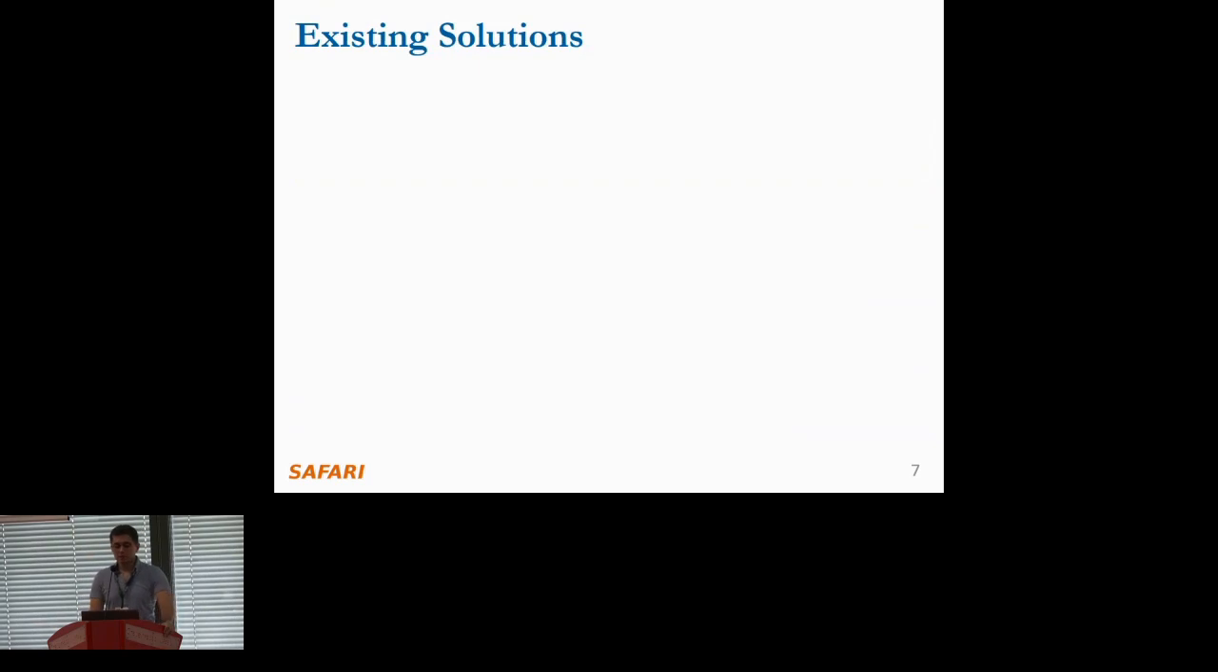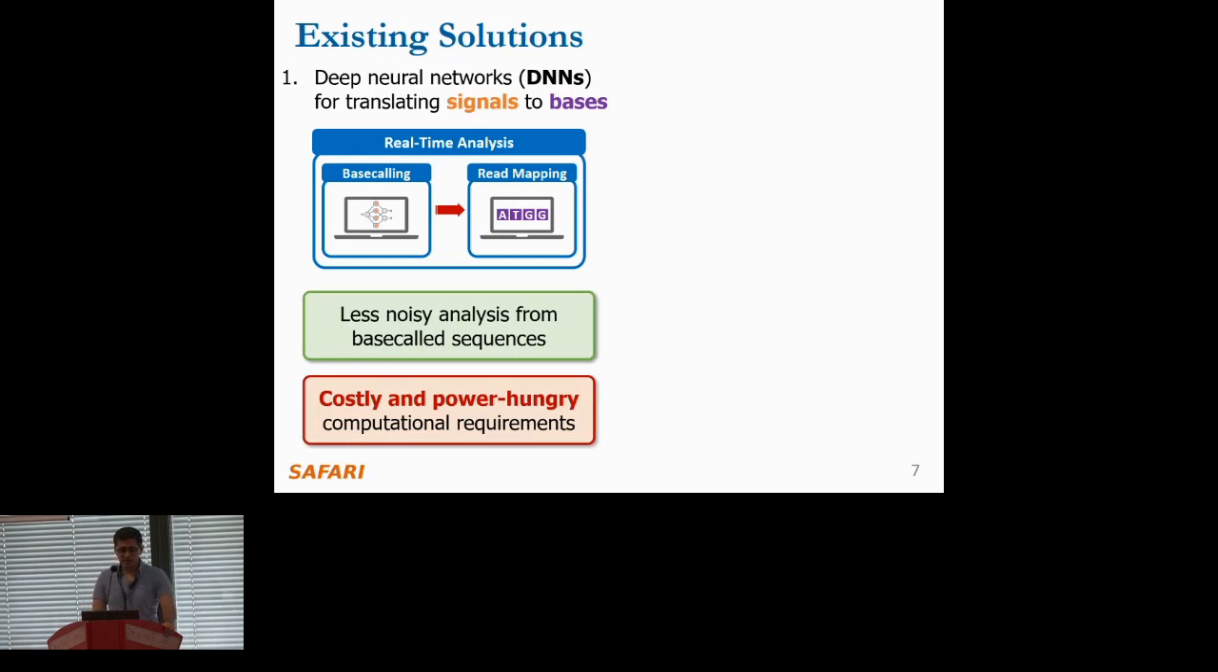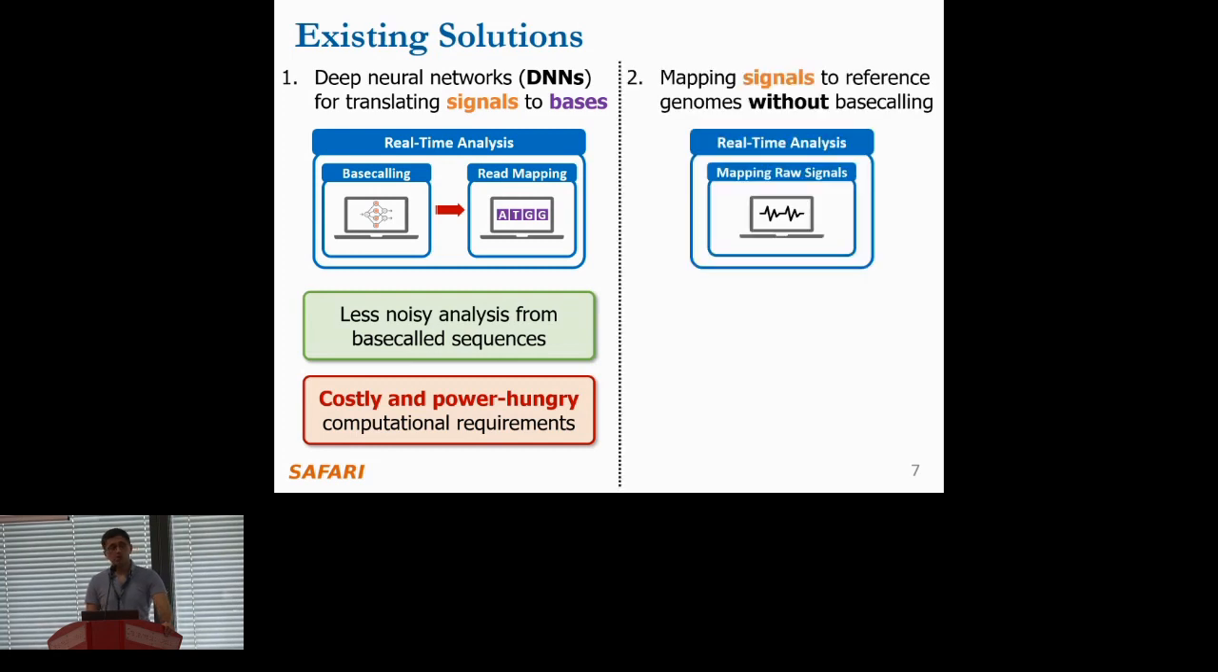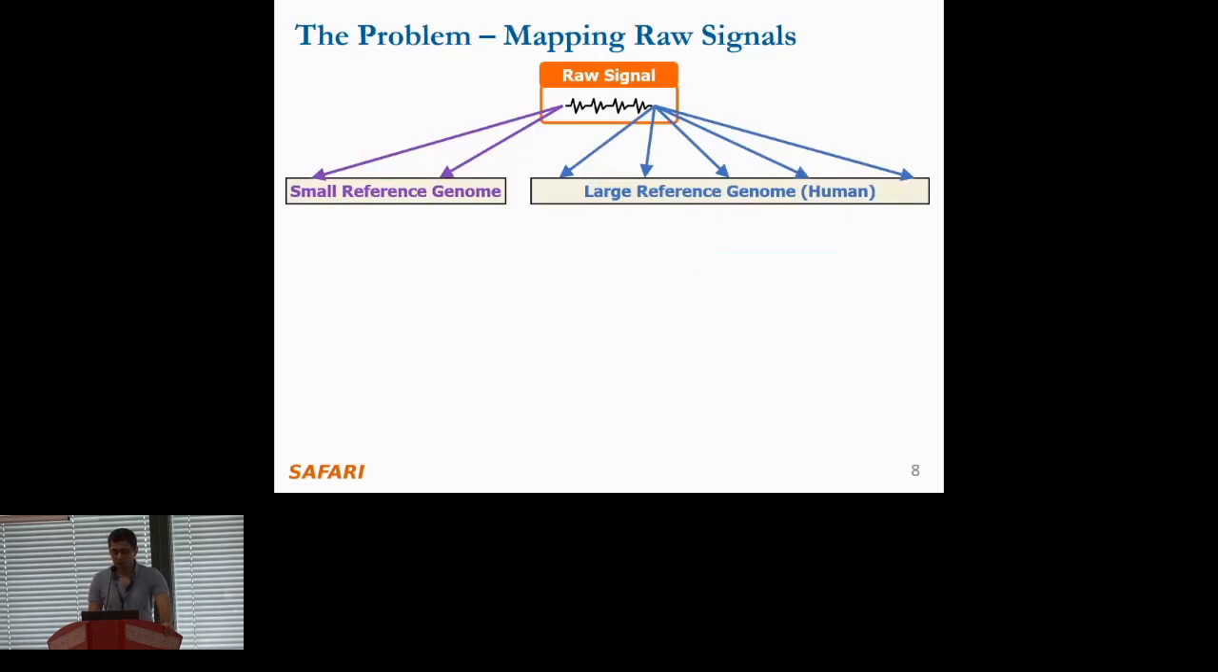Before we dive into our mechanism, let's look at the existing 2 main solutions for real-time genome analysis. First one is to use deep neural networks, or DNNs, to translate the signals to bases. These base-called sequences are then analyzed in real time using, for example, a standard read mapping step. DNNs provide less noisy analysis from base-called sequences. However, these solutions come with high computational and power demands, which particularly create challenges for portable sequencing. Second common solution is to directly map the raw signals to reference genomes without necessarily using DNNs or base calling mechanisms. These solutions provide an alternative and efficient way to analyze raw signal data in real time.